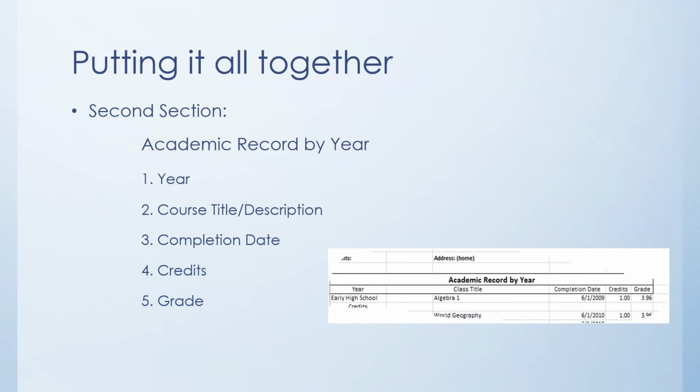Okay, second section. We have academic record by year. And then underneath that, we have the year that the courses were being taken. So that would be the school year, like a 2018-19 school year, 2015-16 school year, something like that. You have the title of the class, or you could even call it course title / description. That would be helpful. The completion date, when that course was done, the credit hours, and also the final GPA.